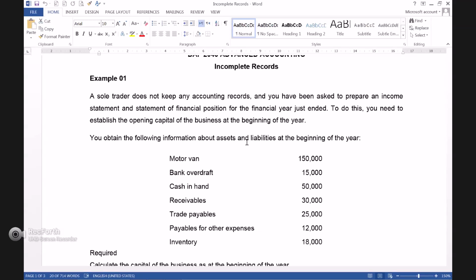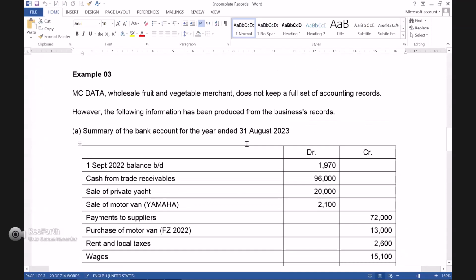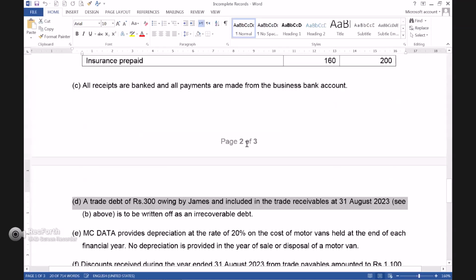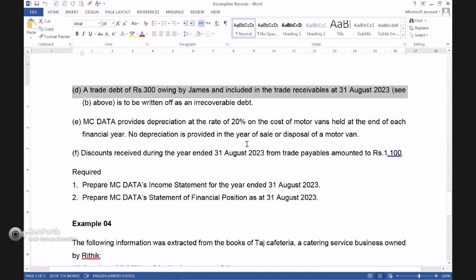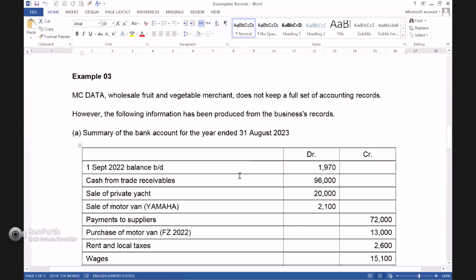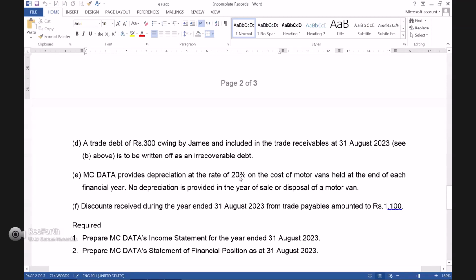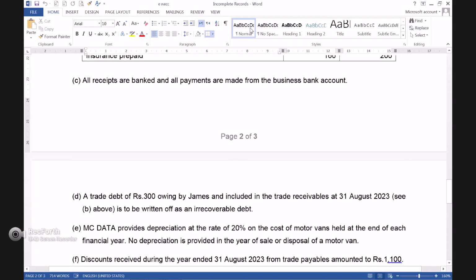Capital means we have to calculate the capital when assets and liabilities are given. First we have to identify the capital. First two examples are there. In the third one, we have to prepare the financial statement, income statement and statement of financial position. For that purpose, the question gives some data, a summary of the bank account, assets and liabilities, and some other information. According to that, we have to prepare the income statement and also the statement of financial position. For this purpose, we have to prepare some ledgers and statements.